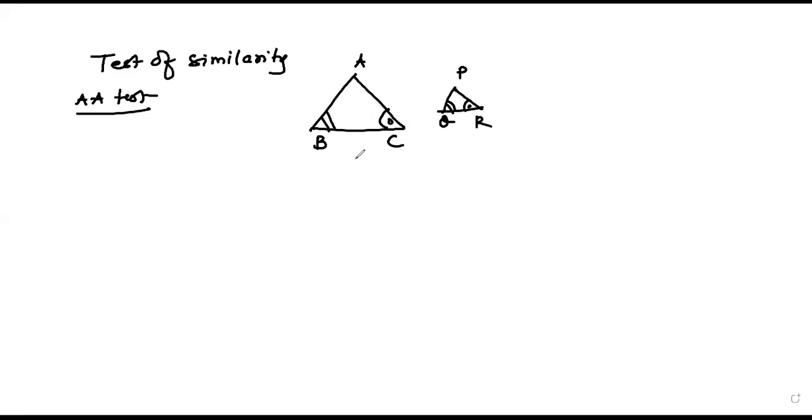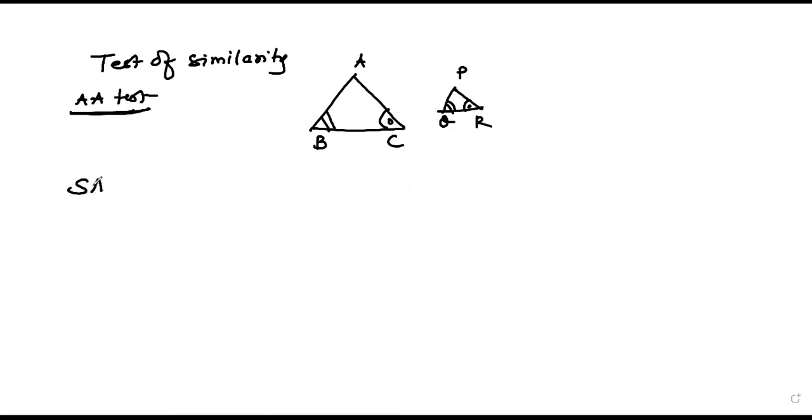So two angles of one triangle are respectively congruent to two angles of the other triangle. The moment you see this, I can say both the triangles are similar by AA test. When two angles of one triangle are congruent to two angles of the other triangle, both the triangles are similar by AA test.